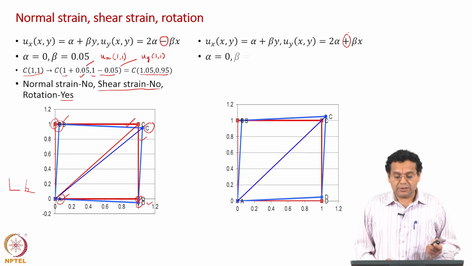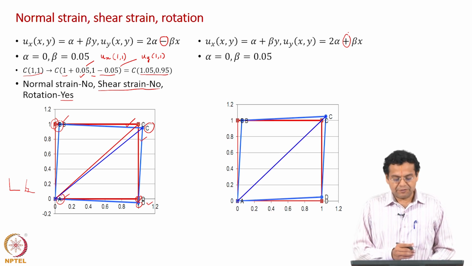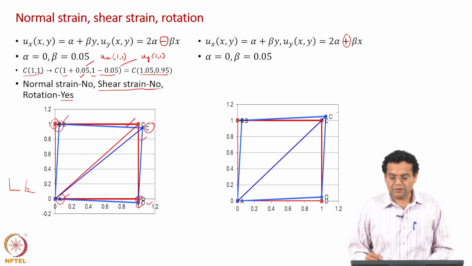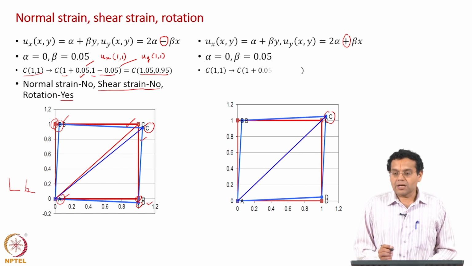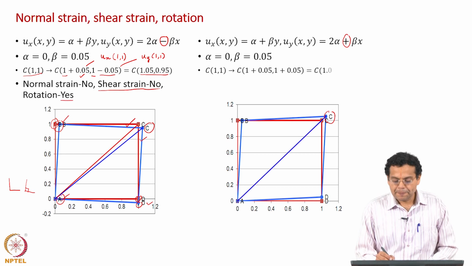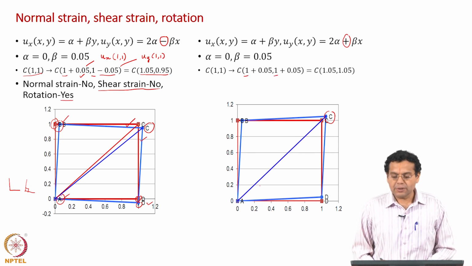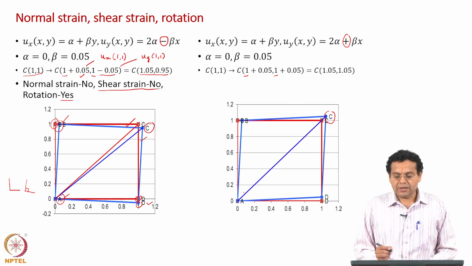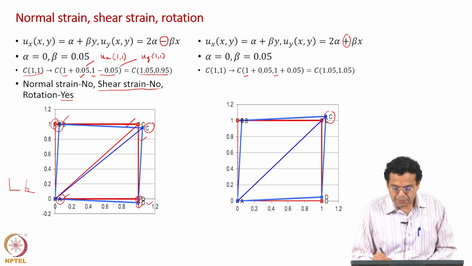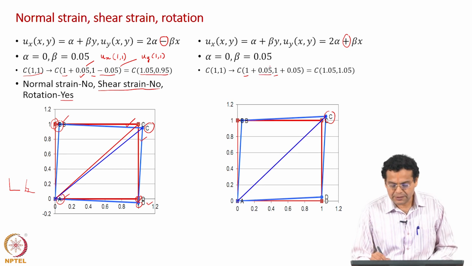Once again take alpha equal to 0, beta 0.05. Now, as we have done earlier for the left hand side, we will find out the new coordinates of point C. Same like last time, 1 comma 1 is the old coordinate. To that you add the displacement. The displacement along x direction is u x evaluated at 1 comma 1 and alpha 0. So, the result is beta which is 0.05, which is same as last time. So, this represents u x at 1 comma 1.